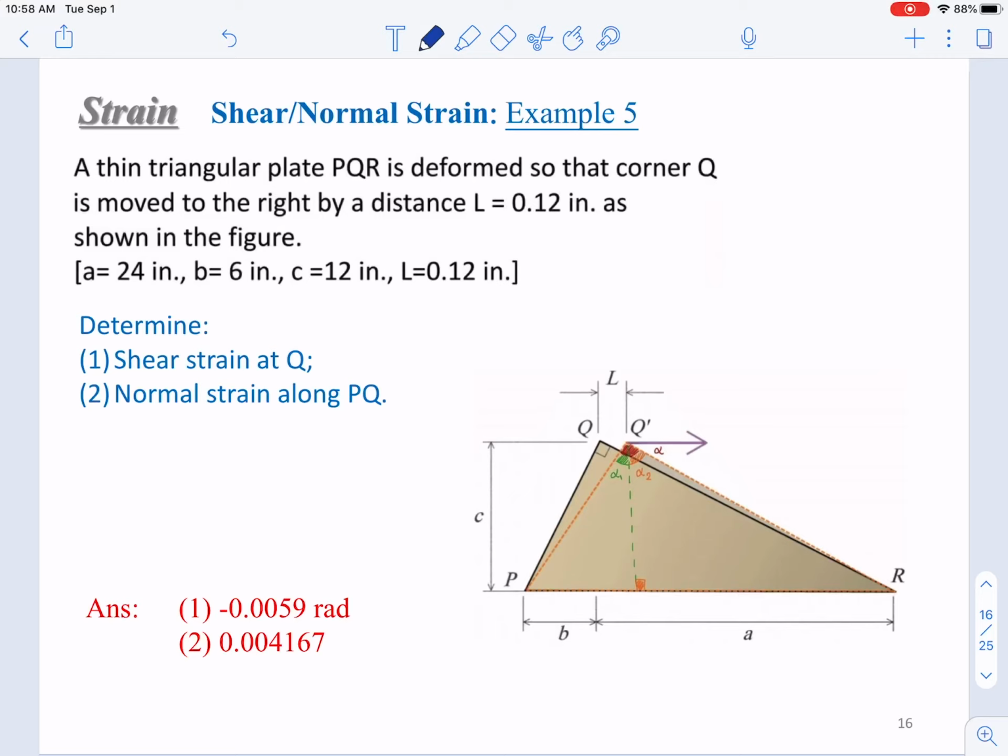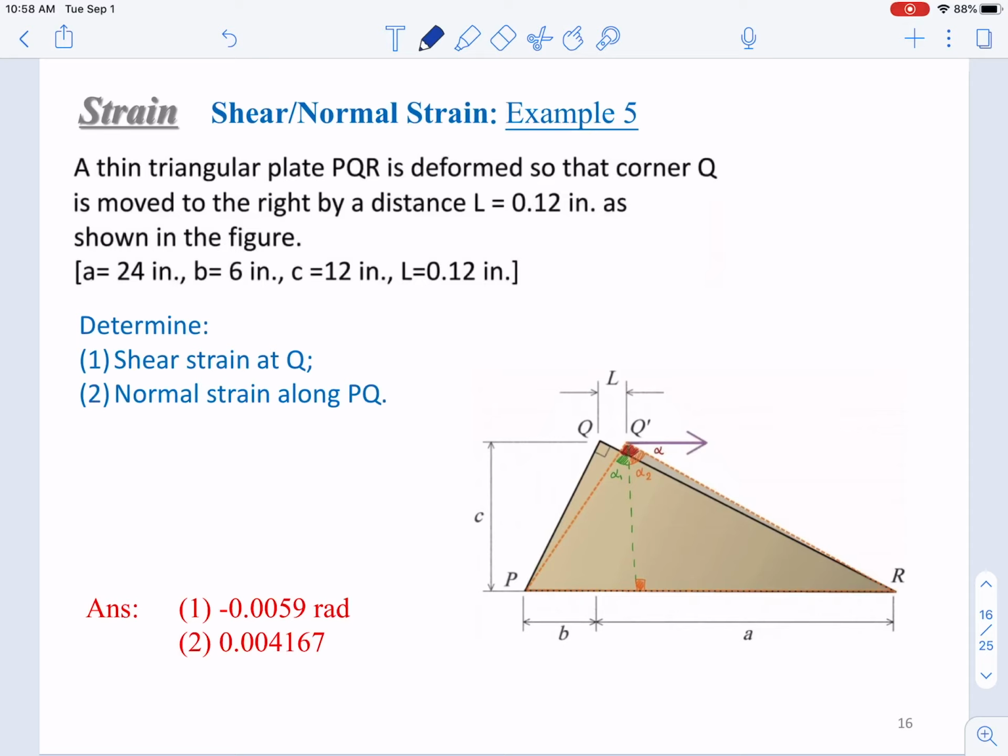In example 5, we talk about how to use geometry to find shear and normal strains. Here we have a thin triangular plate, PQR. It is deformed so that the corner Q is moved to the right by distance L equals 0.12 inch, as shown here. A, B, C, L, its dimensions have been given. Then determine the shear strain at Q and normal strain along PQ.